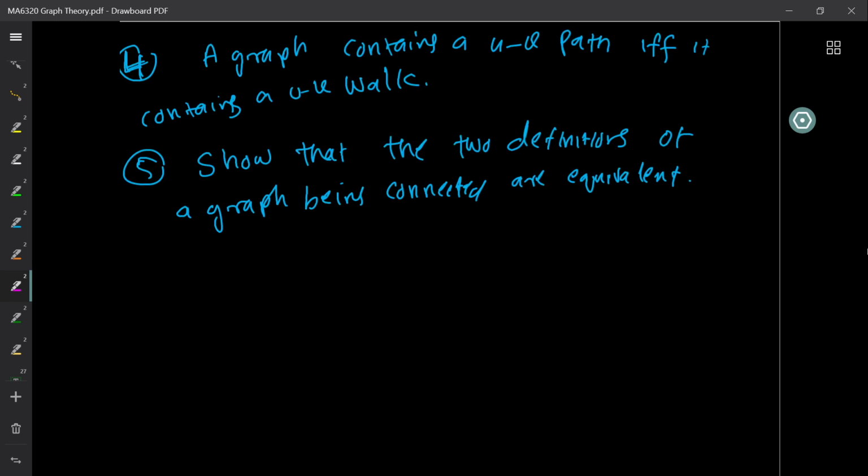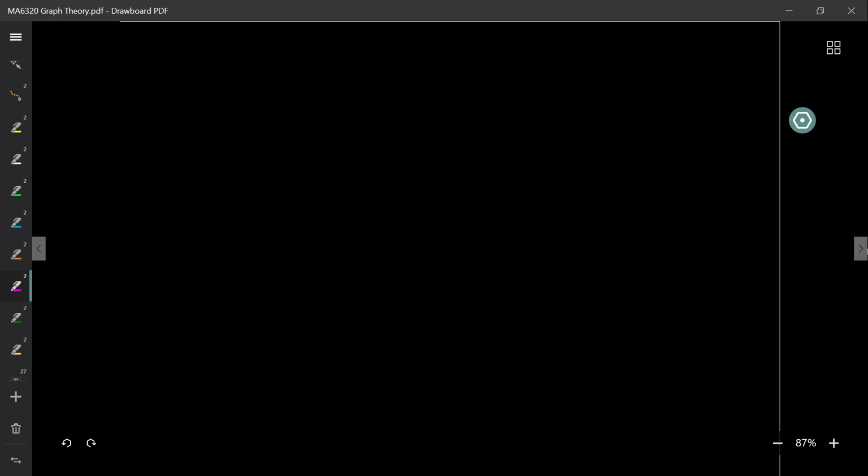The graph contains a UV path if and only if it contains a UV walk. Again, I gave this as a question for you. And show that the two definitions of a graph being connected that we discussed are equivalent. One is that for any partition, you have an edge crossing the partition. And the other one is that for any pair of vertices, there is a UV walk. So that is the homework. Okay, with this, we wind up for today, and we continue in the next lecture.